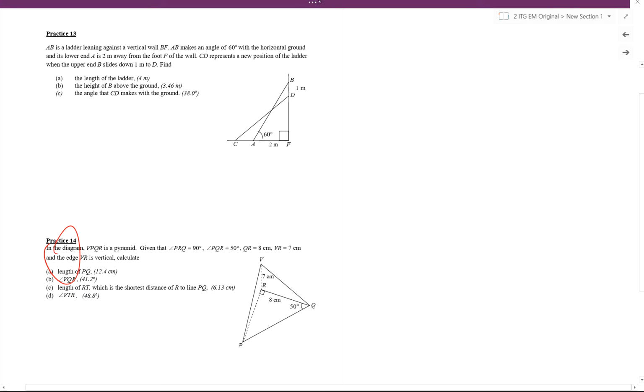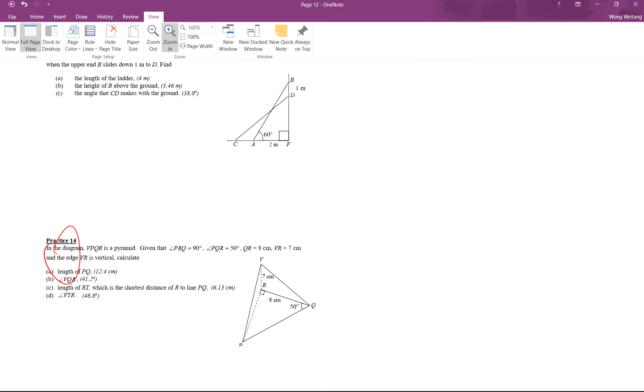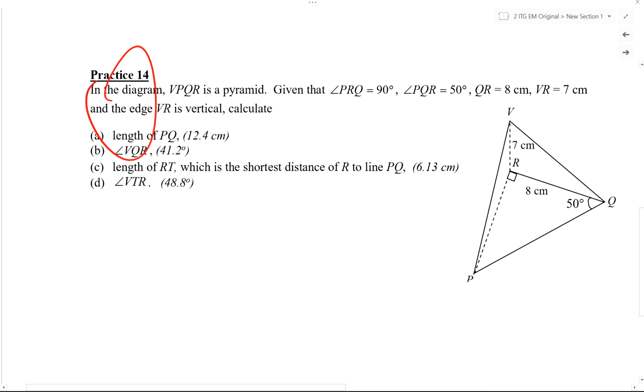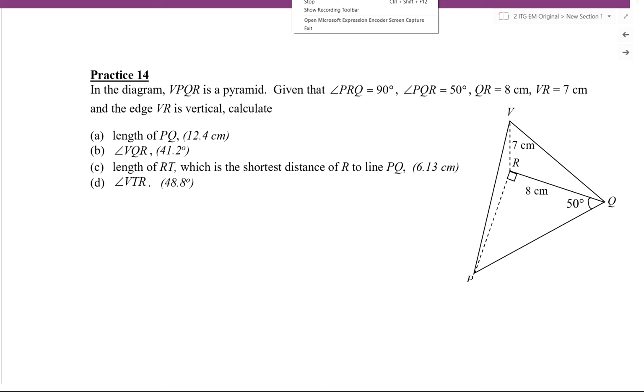Next, question 14. Okay, this one is slightly more challenging. This is a pyramid. So for part A, I have a 50 degrees over here. This is a right angle triangle, and I have a side 8 cm.